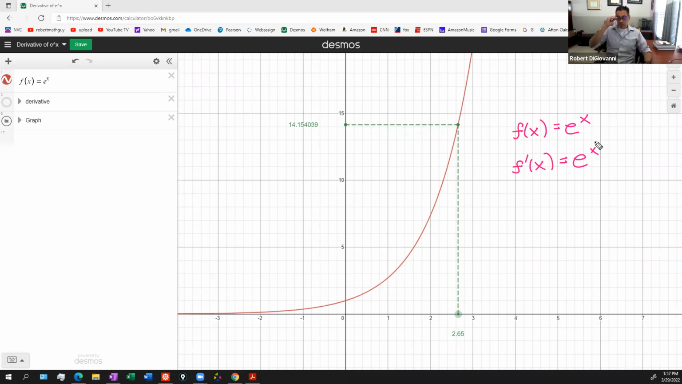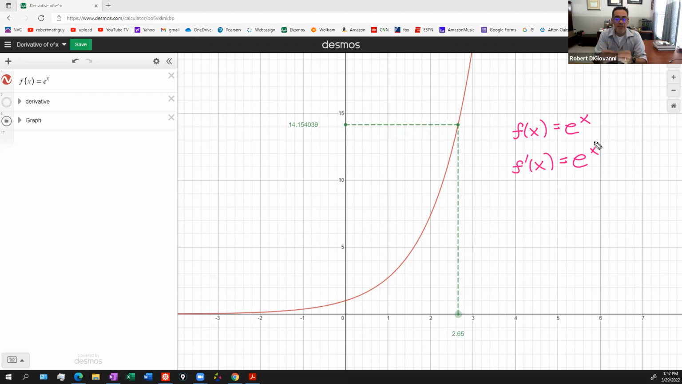I know this takes a little while to get your head wrapped around. The question is, why is e to the x so important, right? E to the x is so important because it is the only function, the only one. There's only one. It is unique. You're never going to find another one out there.